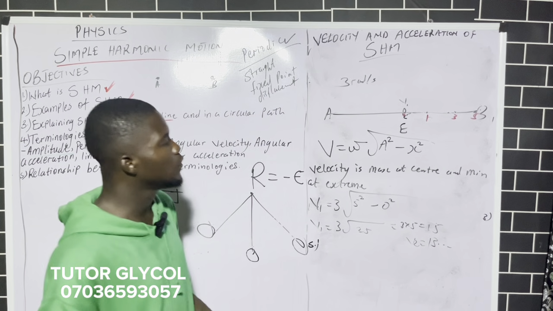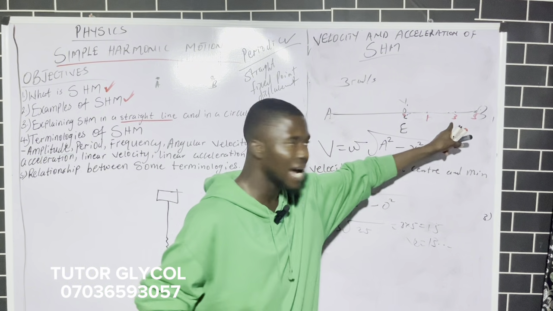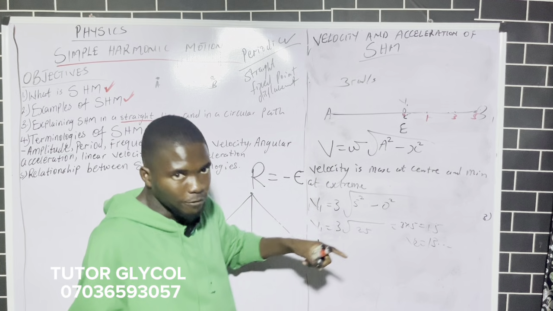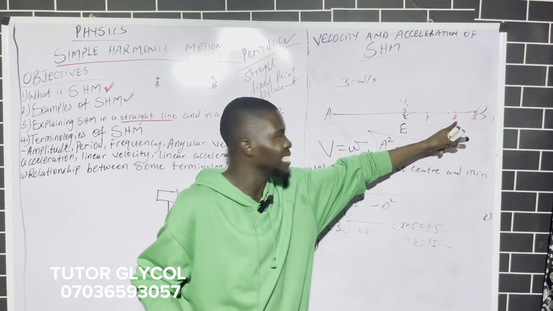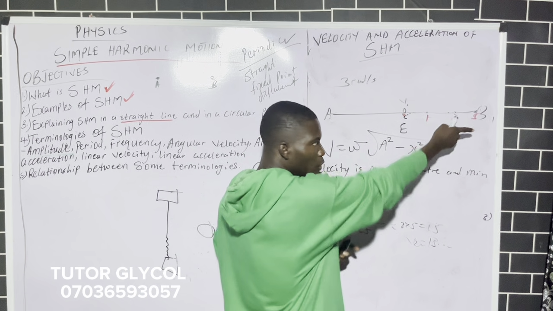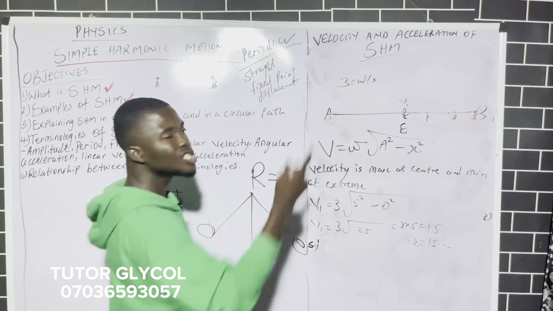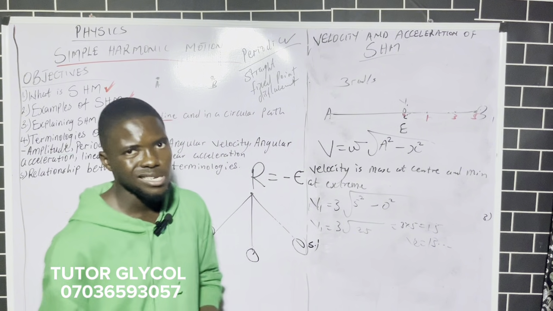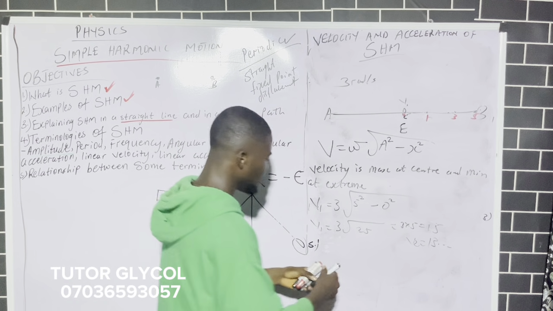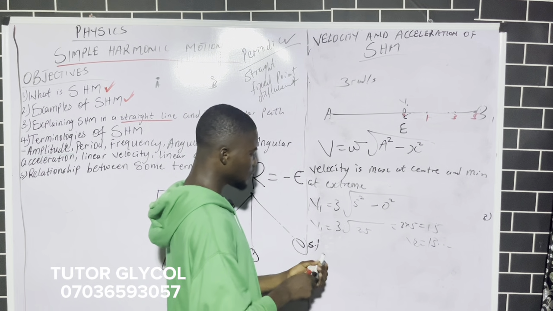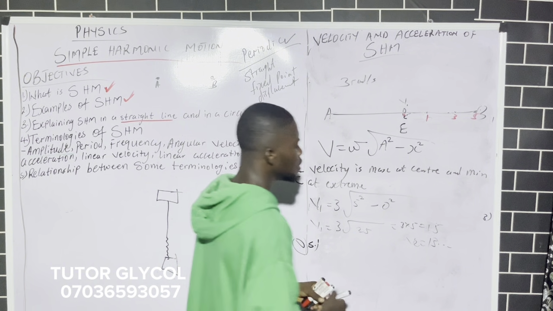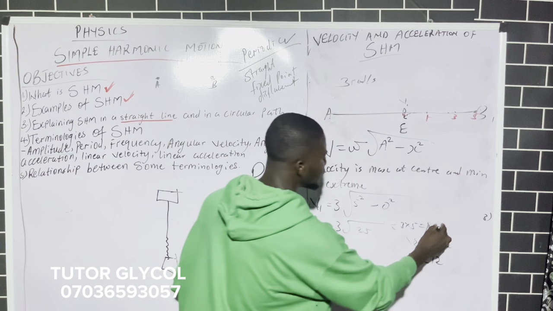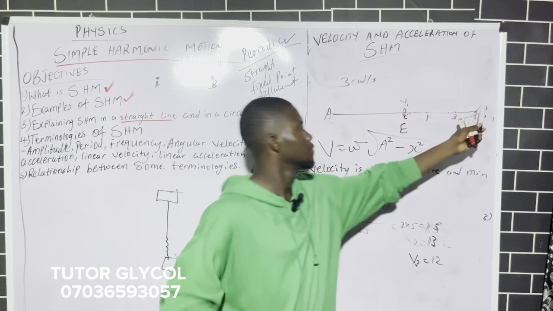Now let's go to v3. x is 3, right? Using this formula, our A is 5, and 5 squared is 25. Our x here now is 3, because we did the first one, then the second, and now we're doing the third one. 3 squared is 9. 25 minus 9 is 16. Root 16 is 4. 4 times 3 is 12. So our v3 is 12.